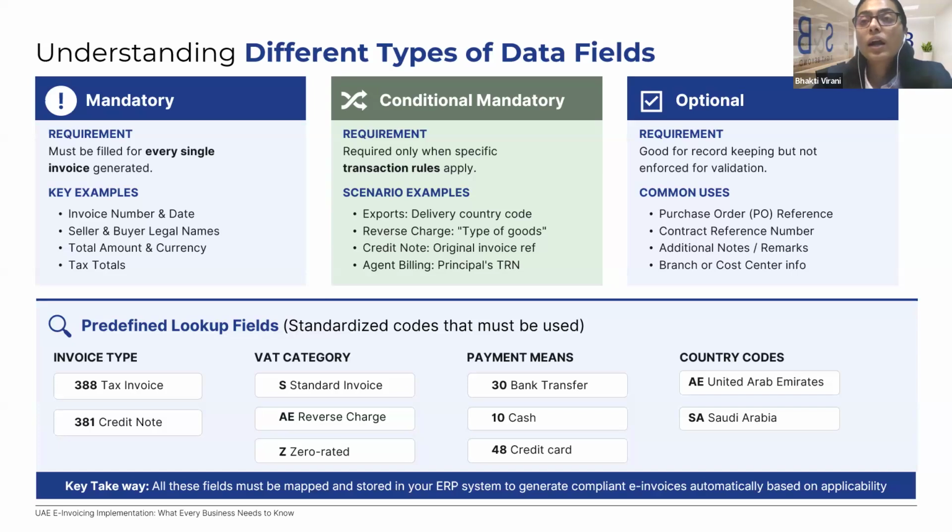Similarly, there are around 20 or 23 data fields which are predefined lookup fields. For those fields, from the set of predefined regulations which the ministry has given, we'll have to capture the details. We have plotted a few examples on the screen here for VAT category, payment means, country codes. But as and when we do the assessment, we'll know what other lookup fields will be required based on the transaction category.